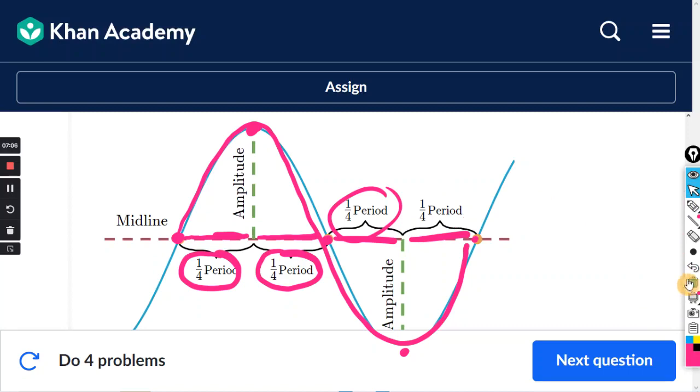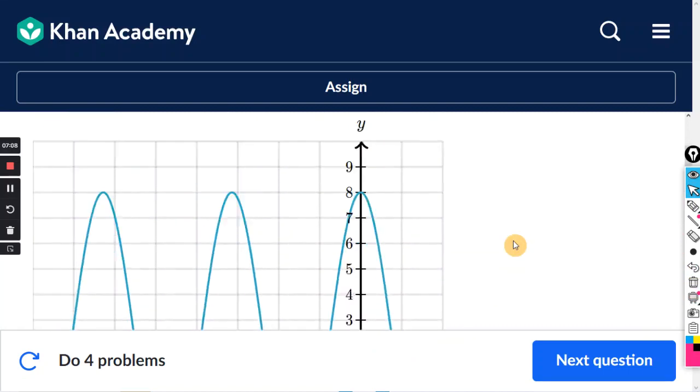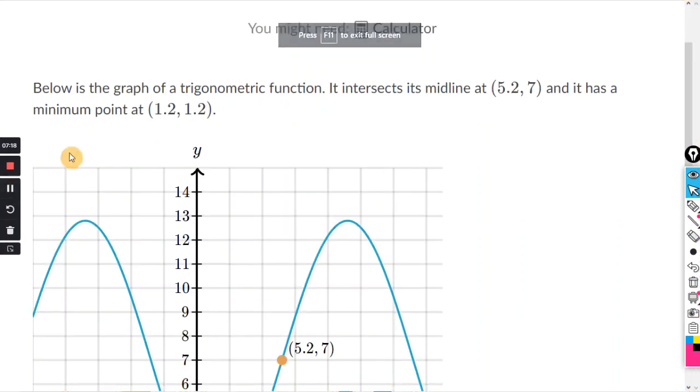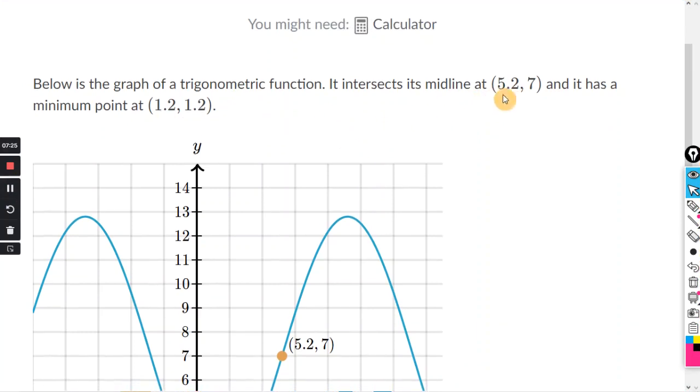If I could bring it up again here. We were limited. We only went from midline to minimum to midline. Okay, so that was only half of a cycle. That's why we multiplied it by 2. All right, below is the trig function, intersects its midline at these coordinates. Midline at this one, and minimum point is this one, okay?